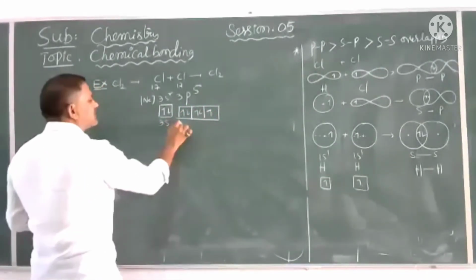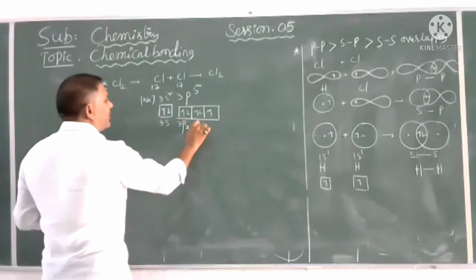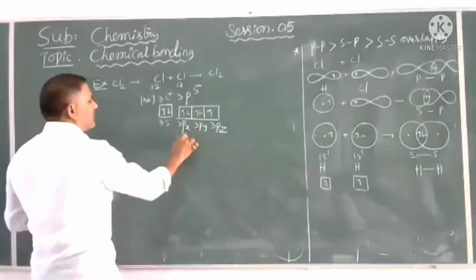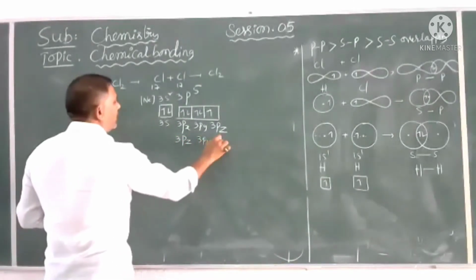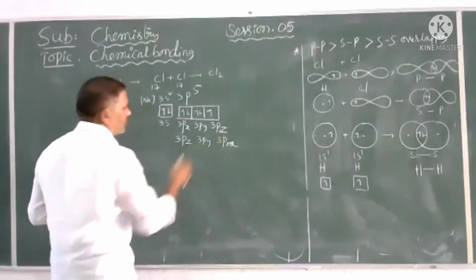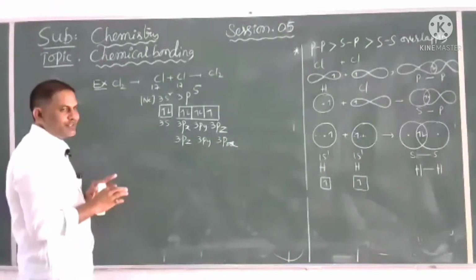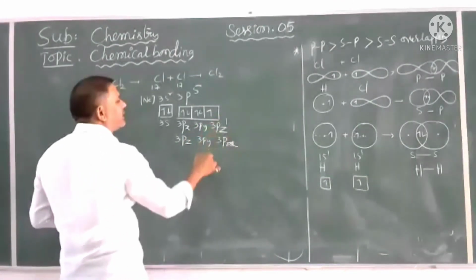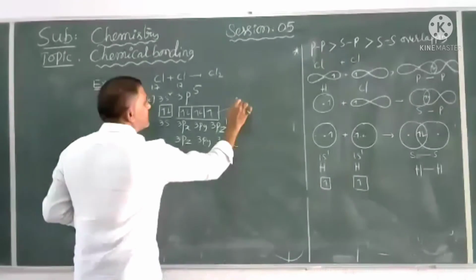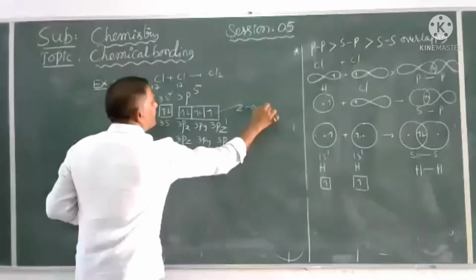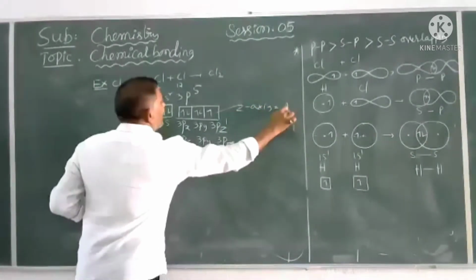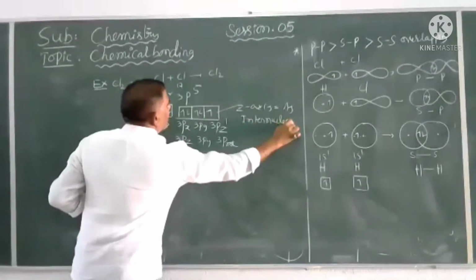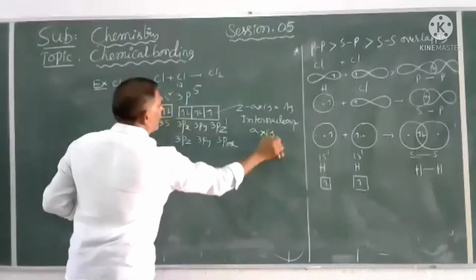The orbitals are 3s, 3px, 3py, 3pz. Or maybe take 3pz, 3py and 3px, any one; these are just directions, X axis, Y axis, Z axis. Now the Z axis is considered as the internuclear axis.